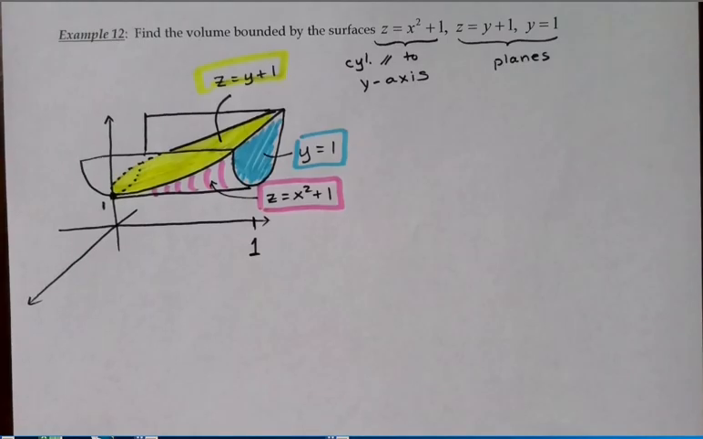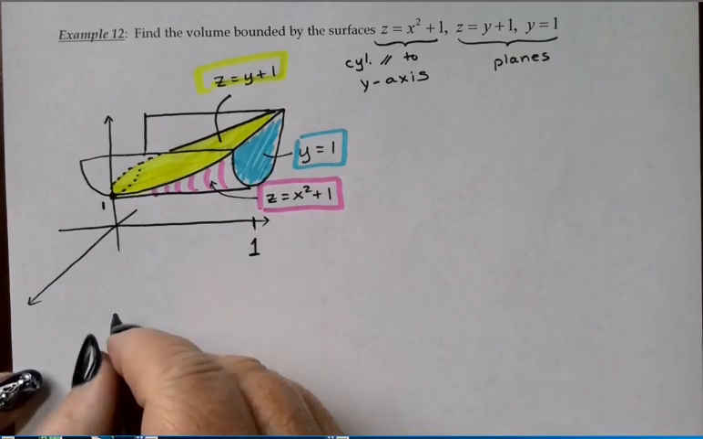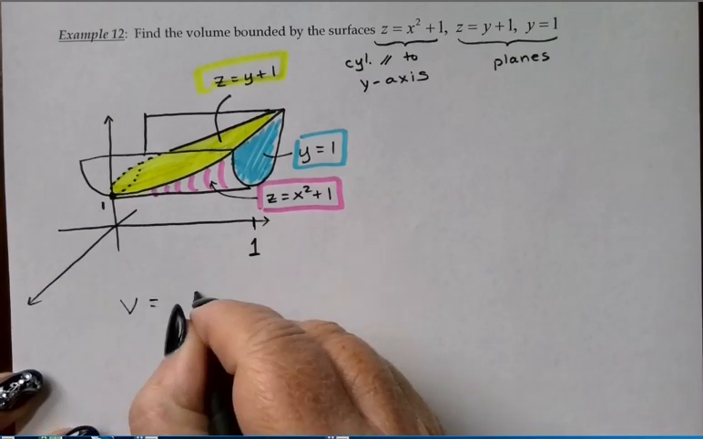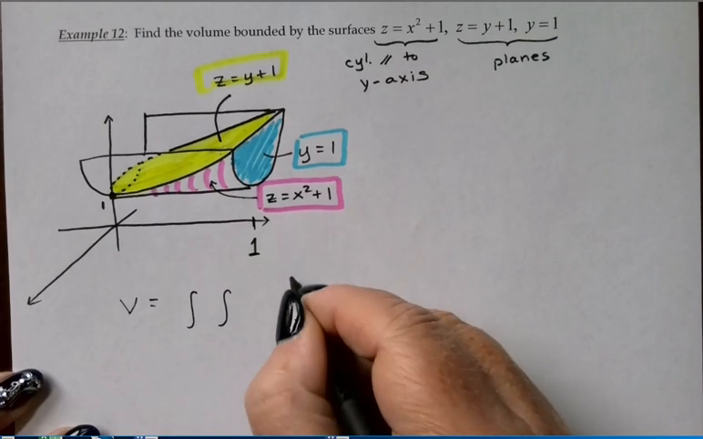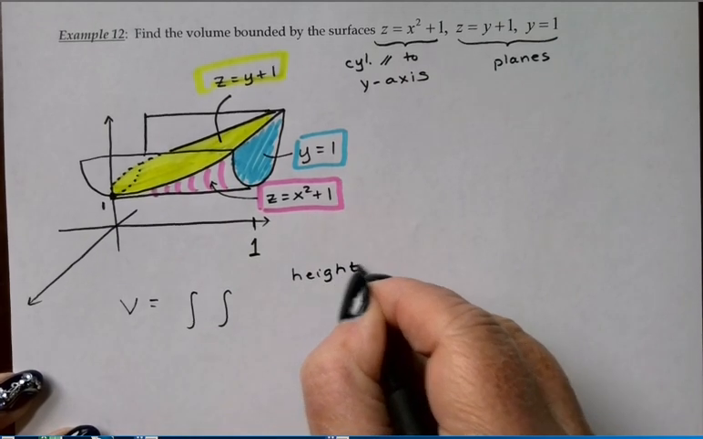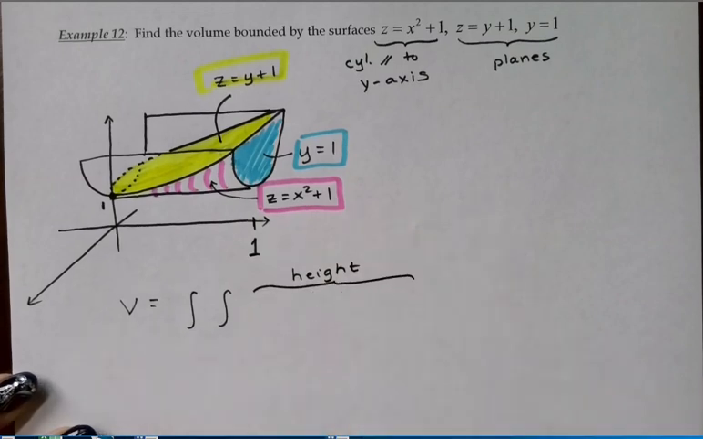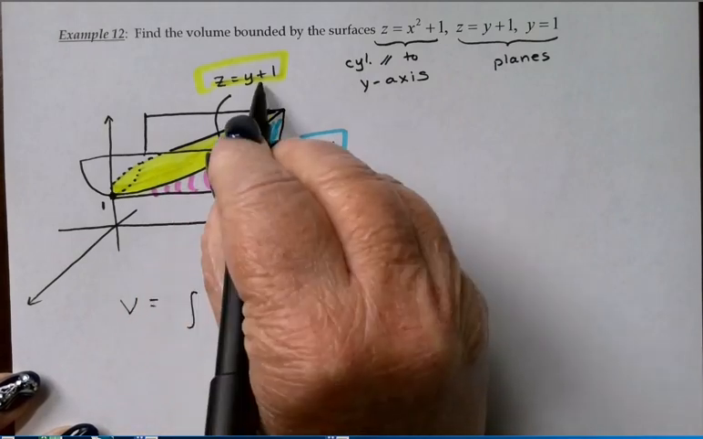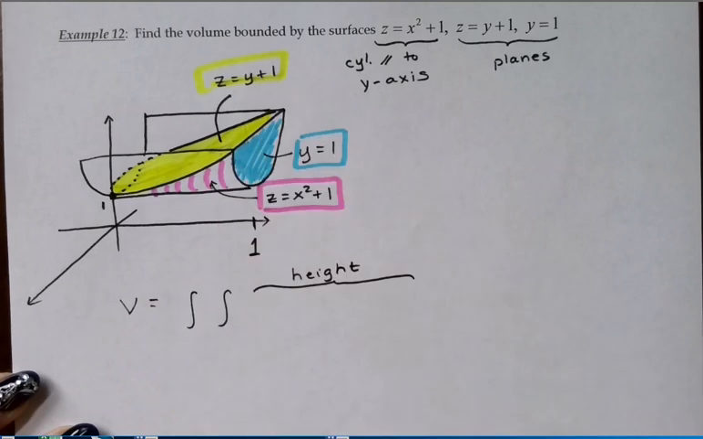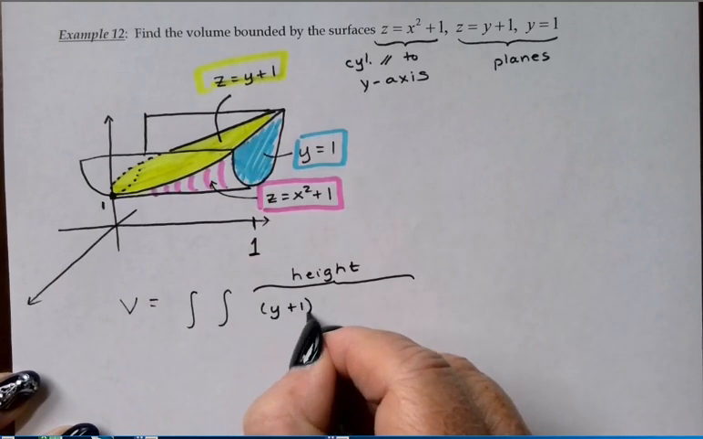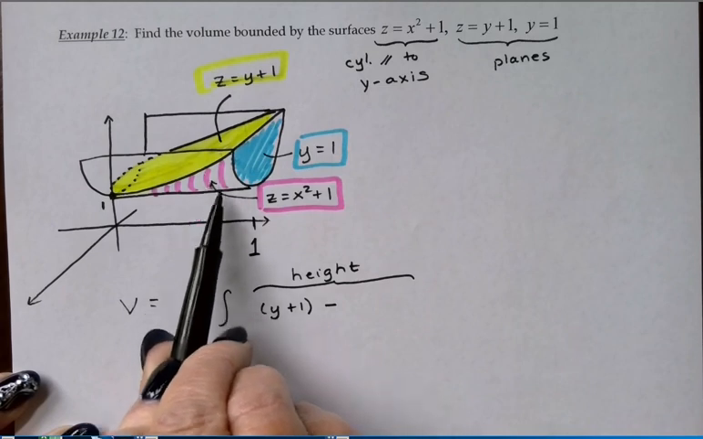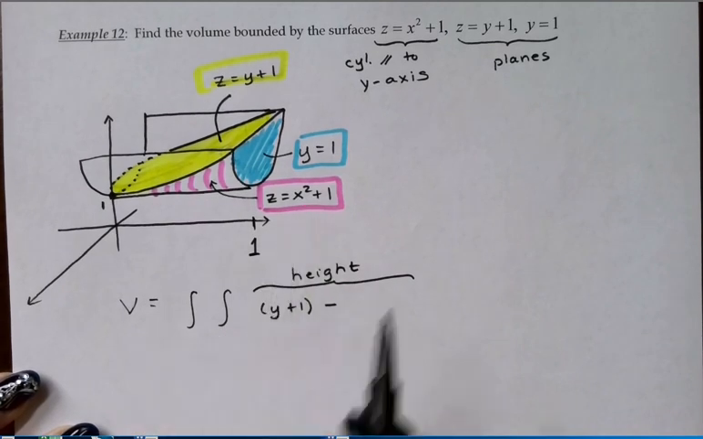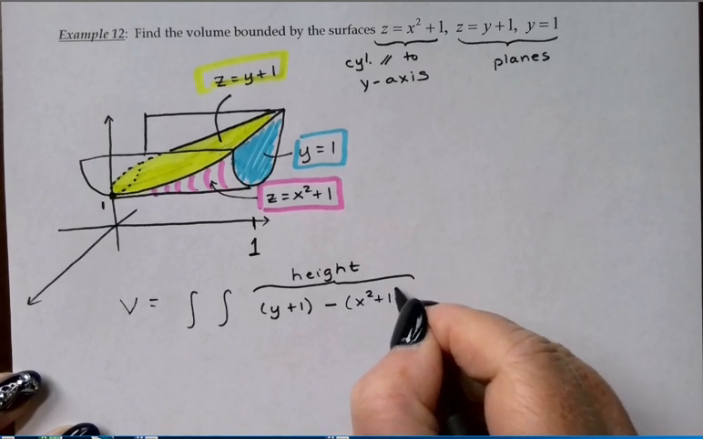All right, so if we're convinced that we know where we're going with this, let's set up our volume integral. Double integral always of the height function. For the height, I need to go top minus bottom. And this is where the picture really, really helps. If you think about this shape, it's pretty clear that the top is this yellow slanted lid, that was my equation y plus 1. And the bottom is this sort of pink striped piece, that parabolic cylinder, the x squared plus 1.